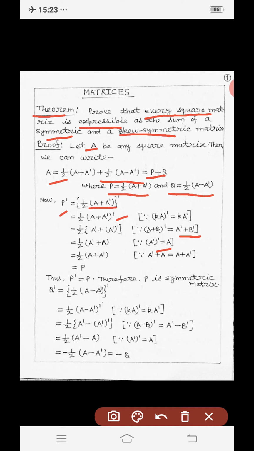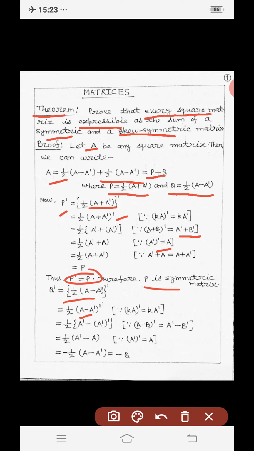Thus P dash equal to P, then P is a symmetric matrix. Now Q dash is equal to transpose of 1 by 2 into (A minus A transpose), and this is equal to 1 by 2 into transpose of (A minus A transpose).